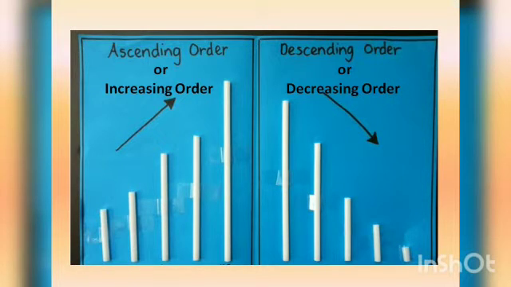Ascending order or increasing order is small to big. Descending order or decreasing order is big to small.